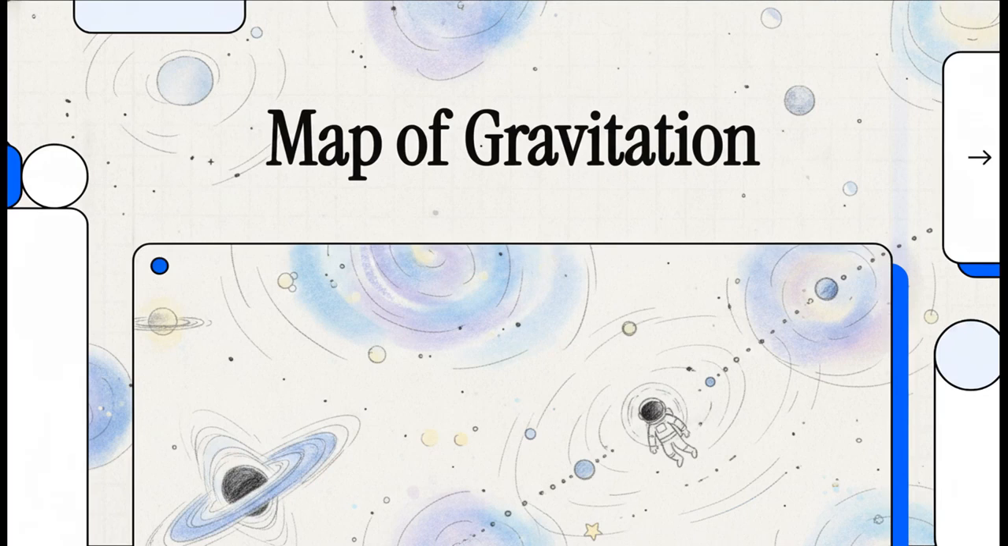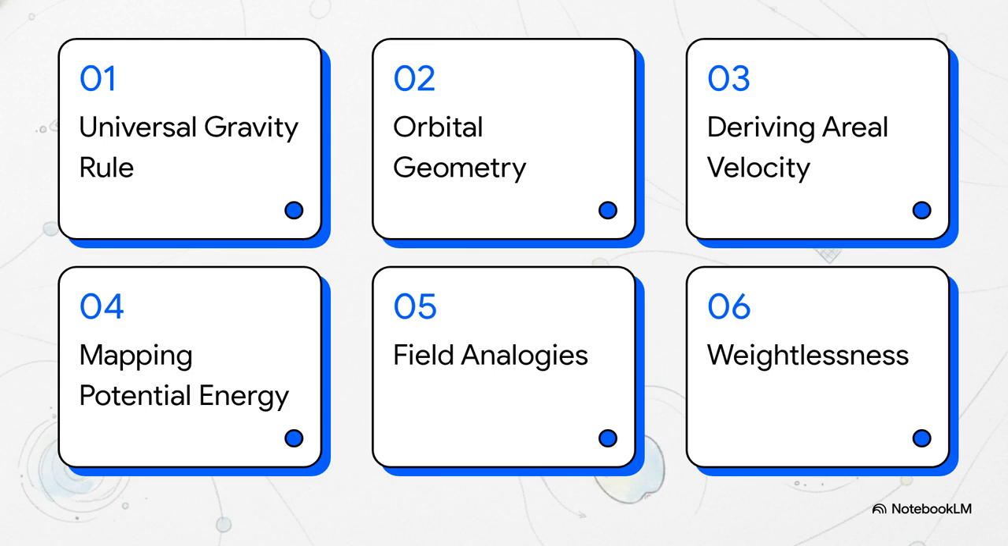Welcome to this explainer. Today, we are building something genuinely incredible, a conceptual map of gravitation. We aren't just memorizing isolated formulas here. We're going to visually connect the dots, step by step, from the foundational rules of attraction all the way to the mind-bending experience of weightlessness in space. We'll be walking through all the steps of these physical derivations to give you the deepest possible understanding of how the cosmos actually ticks.